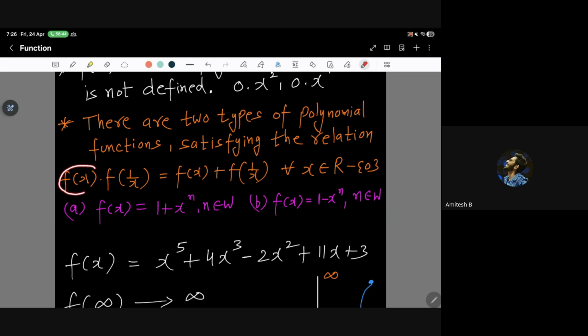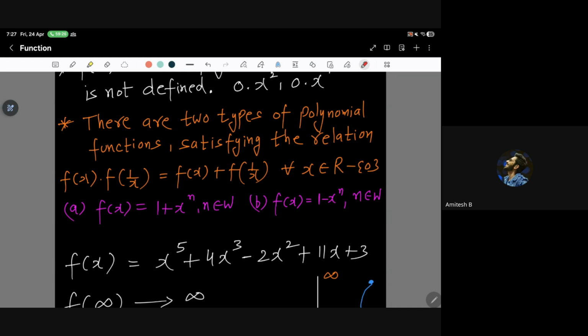Why functional equation? You can see this is a function in x, this is a function in 1 upon x, the same function in x and function in 1 upon x. So there is no free x and y here. This is known as a functional equation. Now this equation is valid for all x belonging to R, but here you are now taking 1 upon x also, so you can take 1 upon x only when x is not equal to 0. This is the domain of this functional equation, where f(x) is a polynomial function.